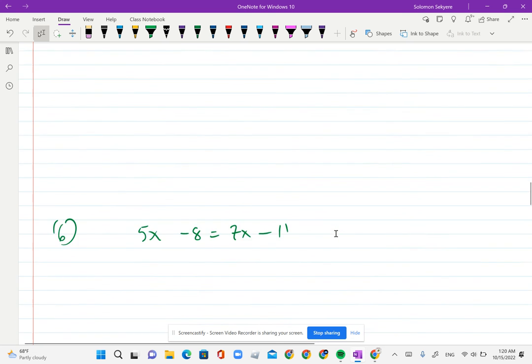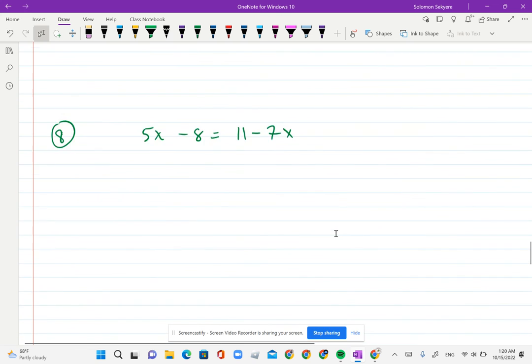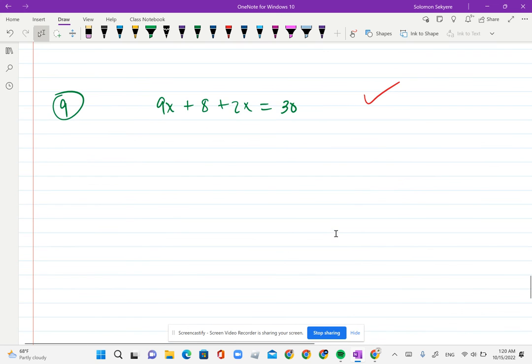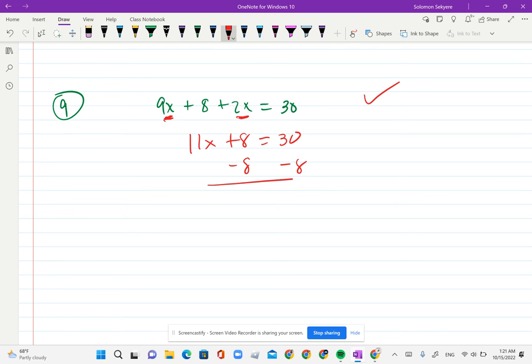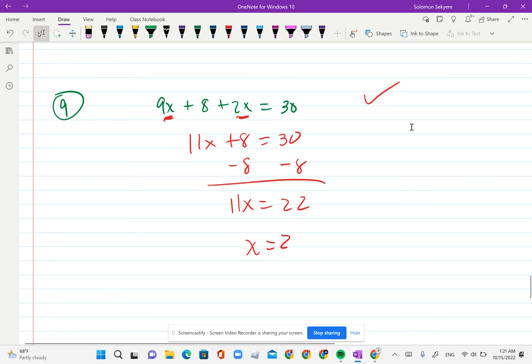And then let's go to this one right here. We're going to try this one. So you have first 3 terms on the left side. We need to combine like terms first. Underline your variables and combine them. 9x and 2x is 11x plus 8 equals 30. So now you're back to the standard form, and then you proceed to solve it. So you have 11x equals 22, right? x equals 2. Got it?